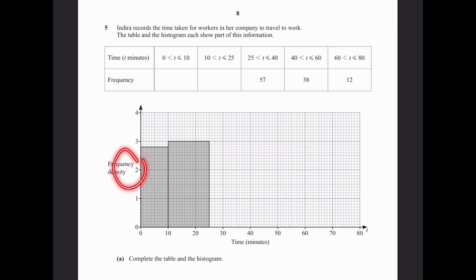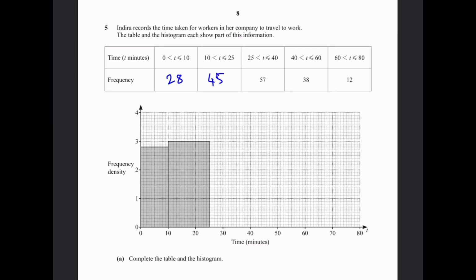You know that frequency density is equal to frequency divided by class width. So in this case, the frequency is just the class width of this one, which is 10, times the frequency density. And for 0 less than t less than or equal to 10, it's 2.8. So 2.8 times 10 is just 28 frequency. Now for this, class width is 15 and frequency density is 3. 3 times 15, 45 is our frequency. Now you have the two frequencies.